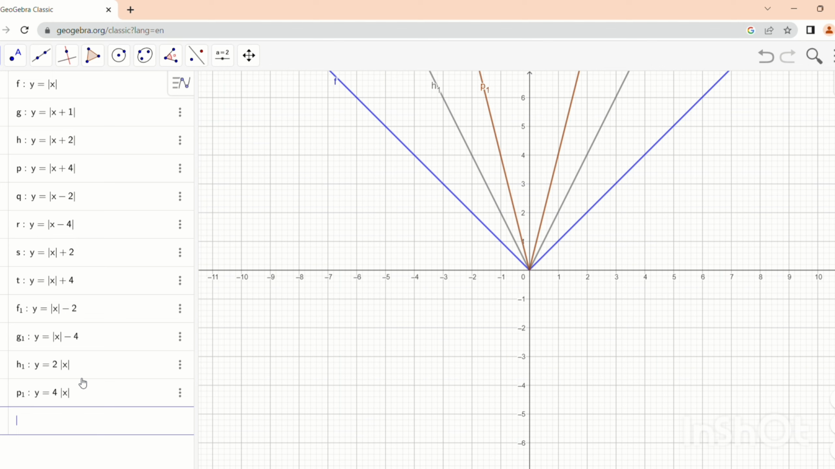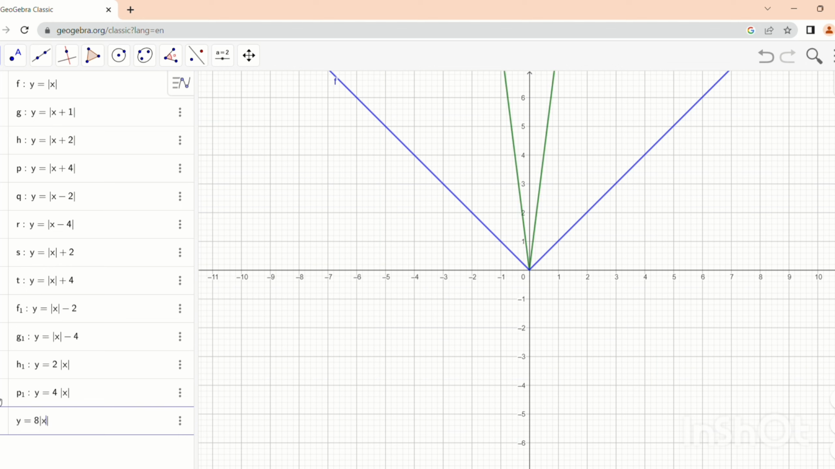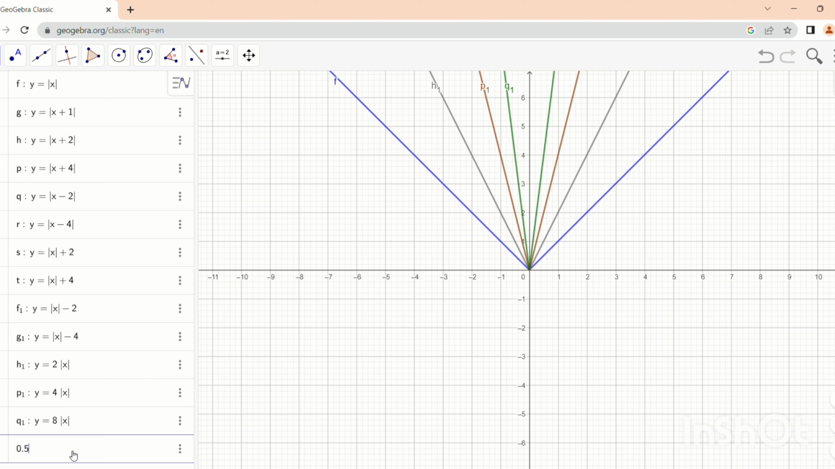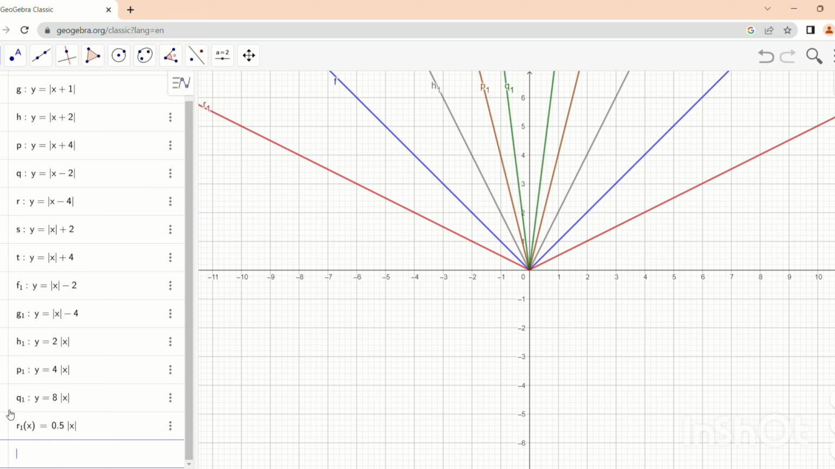So these are the cases when a is greater than 1. a is the number which is preceding absolute value of x. What happens when a is less than 1, if it is between 0 and 1? So y equals a absolute value of x, where a is between 0 and 1. That is y equals 0.5 absolute value of x, or y equals 0.25 absolute value of x. In all these cases, we can see that the graph gets wider than the parent graph.